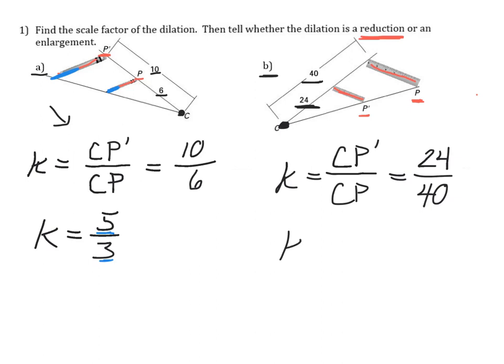Once again, for my scale factor, I want to try to simplify that as much as possible. Looks like I can divide both terms by 8, which is going to give me 3 to 5. Once again, what that scale factor is telling me is that for every 3 units on the image, it's going to be 5 units on the pre-image.